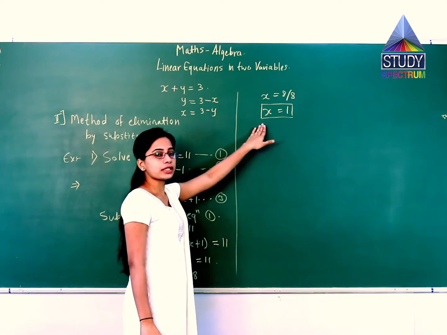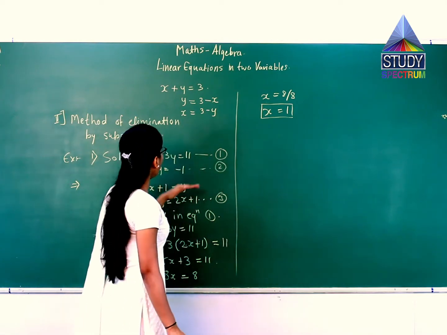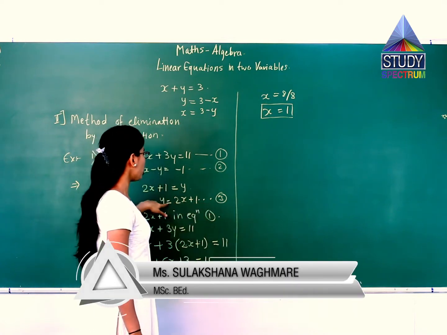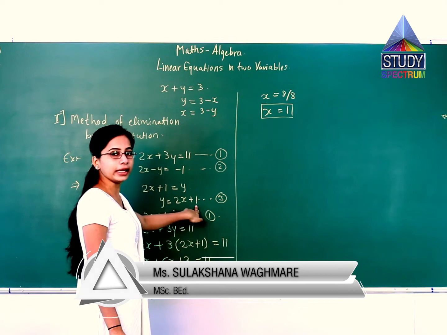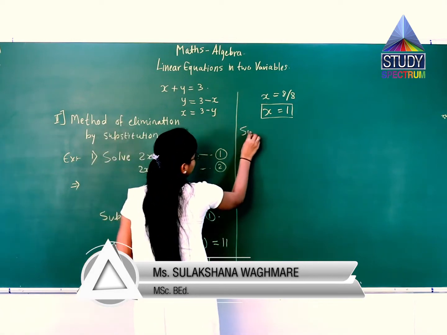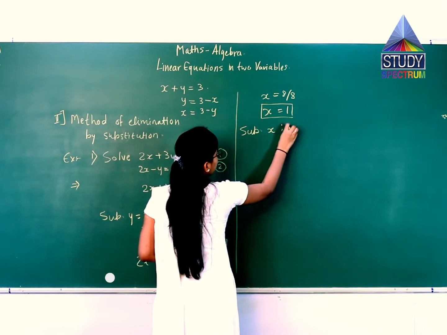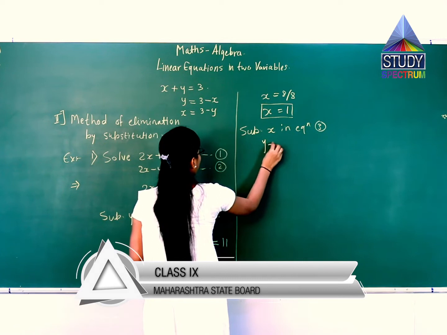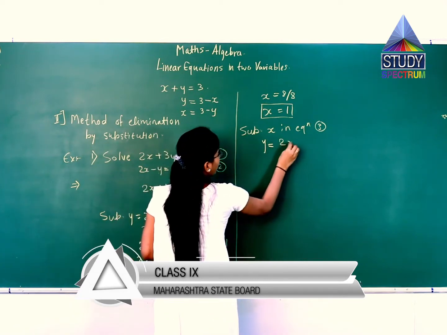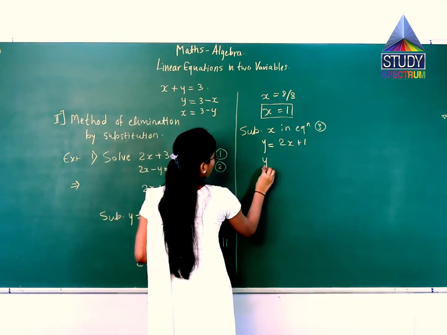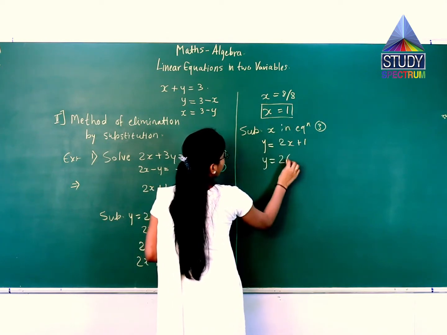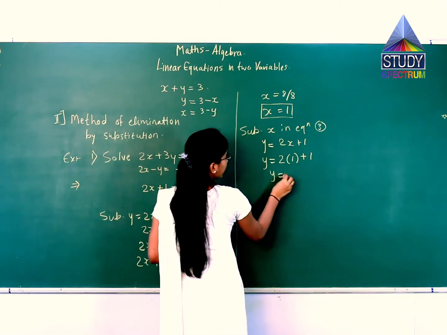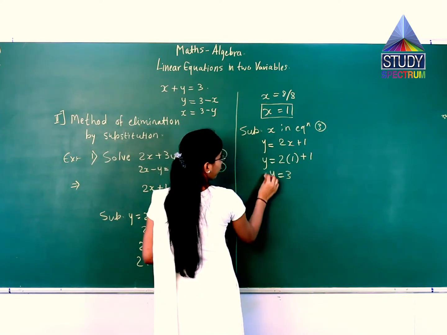Now we can substitute this value of x in any of the equation. So suppose I will substitute in equation number 3 because I want y. So I have the value of y here in the form of x. So substituting x in equation 3. So rewrite the equation y is equal to 2x plus 1. So y is equal to 2, instead of x I will write 1, plus 1. So you can see 2 ones are 2 plus 1, 3.